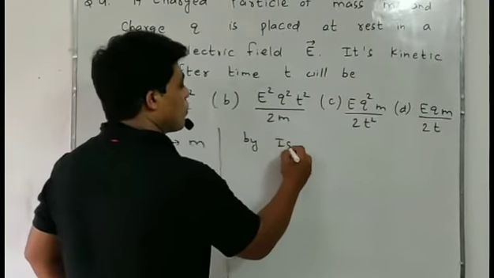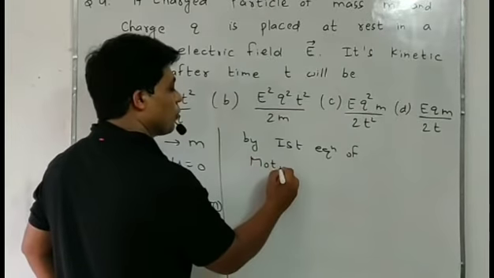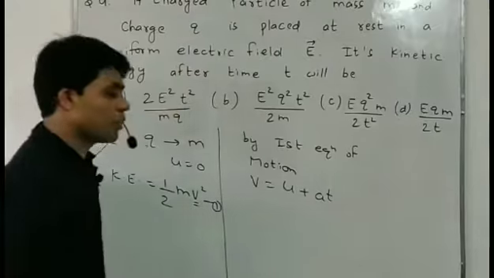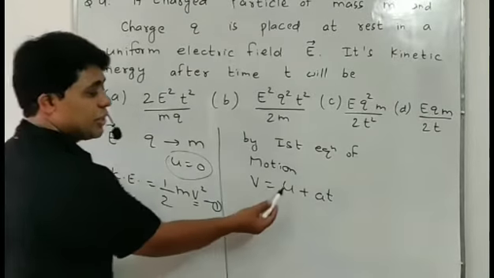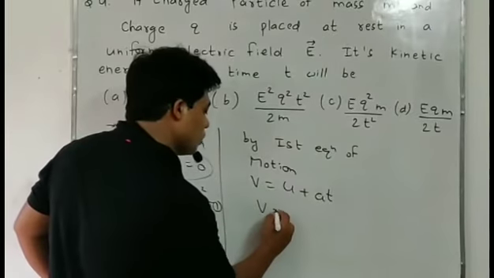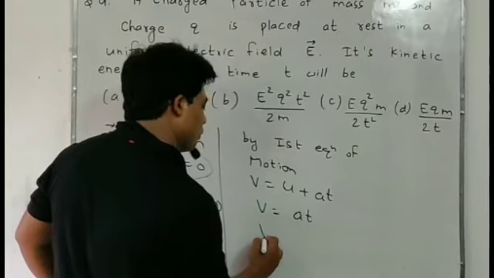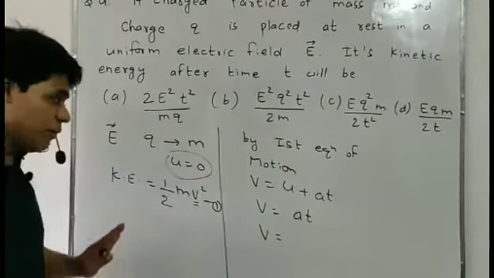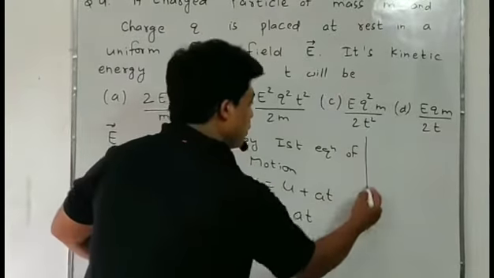So by the first equation of motion. What is the first equation of motion? V equals u plus at. We know the particle, the charge, is placed at rest in the beginning. So its initial speed will be what? 0. So V equals u, 0, so we'll get at. And what should be the acceleration? Acceleration here we'll write as force by mass. Okay.